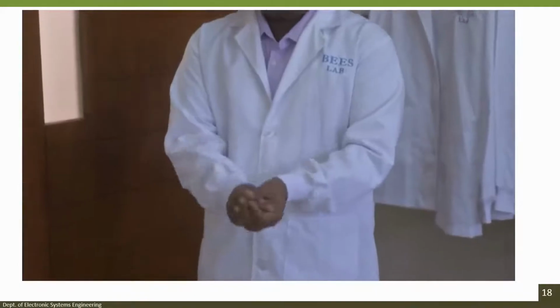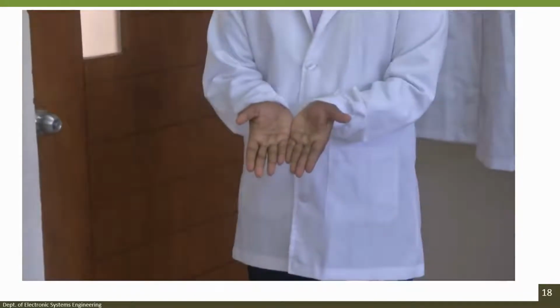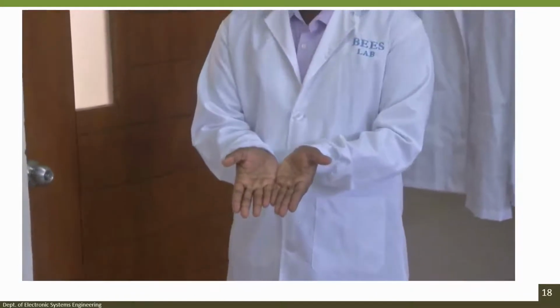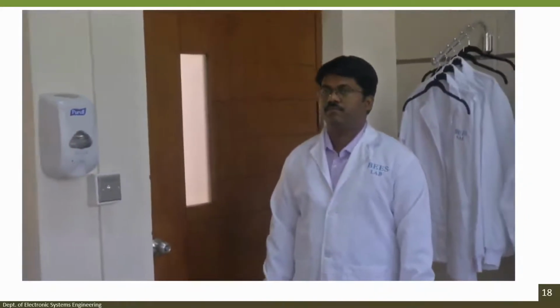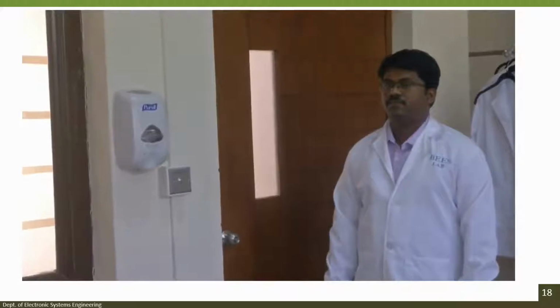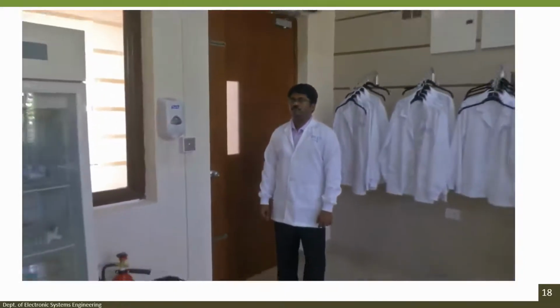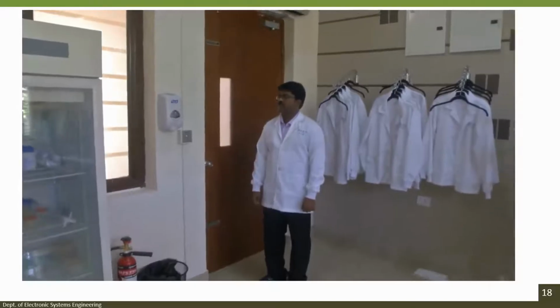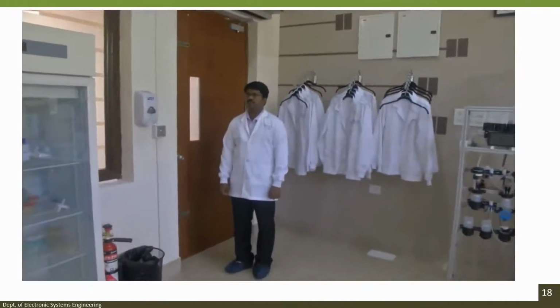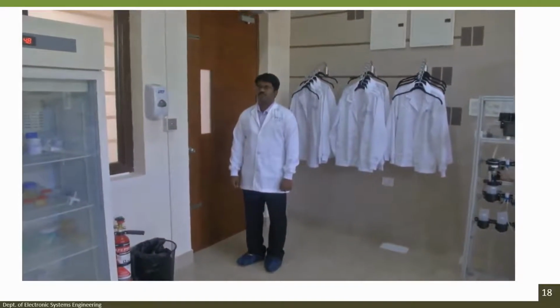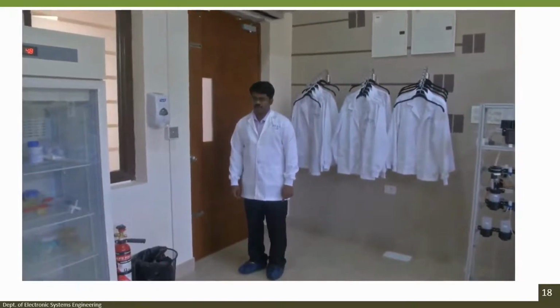Also, even before you leave this laboratory, always use the sanitizer. In the coming modules, you will understand how you will be doing the cell and tissue culture, and you will be dealing with these sensors. Once you start working with them, your hands get contaminated, so to prevent harm to yourself and protect you from any sort of disease, you always use the sanitizer, protect your hands, and then move out of the lab.